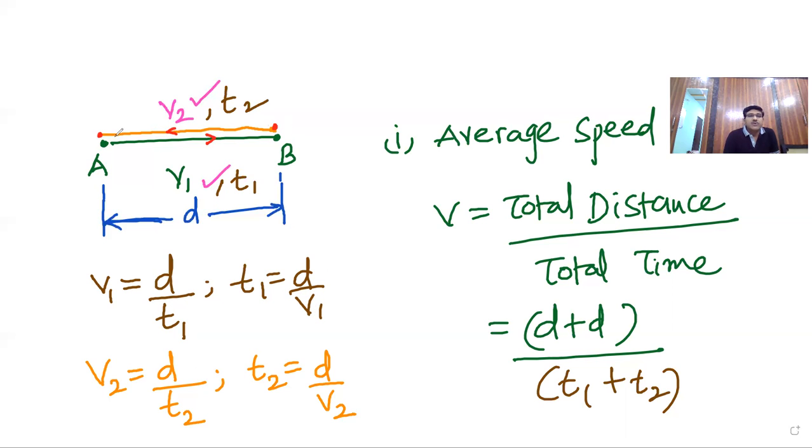Similarly, if I apply B to A, the same distance D is traveled, but in a different time T2 at a different speed. Applying the speed formula to the B to A case, V2 is the speed, D is the distance, by time T2. Speed is equal to distance by time. Again, time in this second case is D by V2. But total time is what? A to B, B to A, T1 plus T2. Clear?